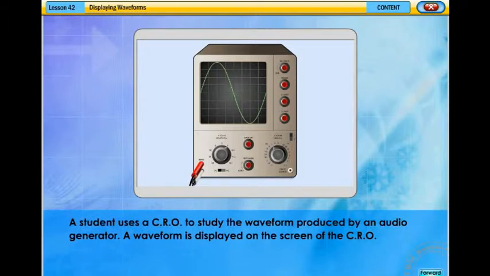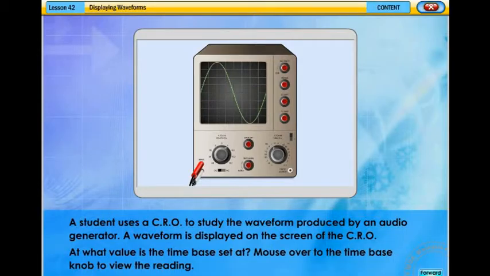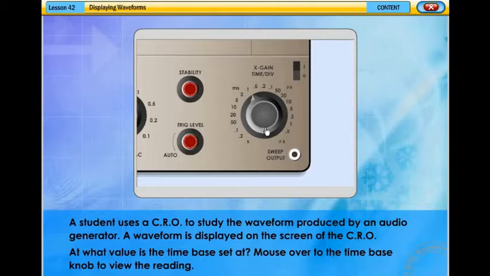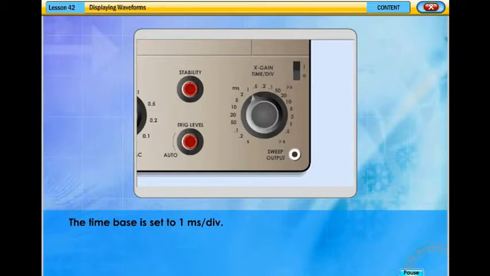A student uses a CRO to study the waveform produced by an audio generator. A waveform is displayed on the screen of the CRO. At what value is the time base set at? Mouse over to the time base knob to view the reading. The time base is set to 1 millisecond per division.